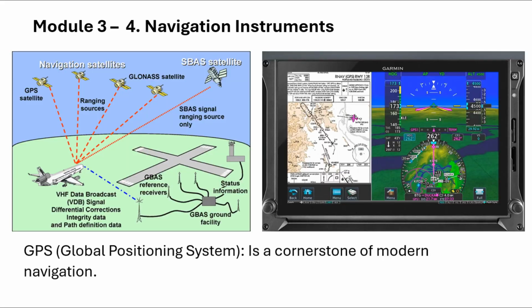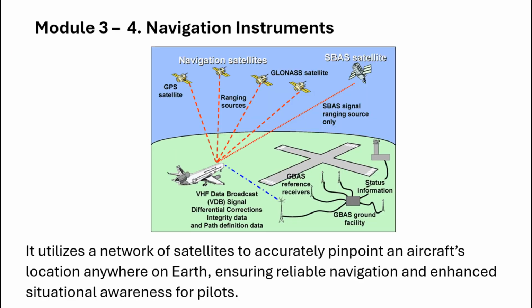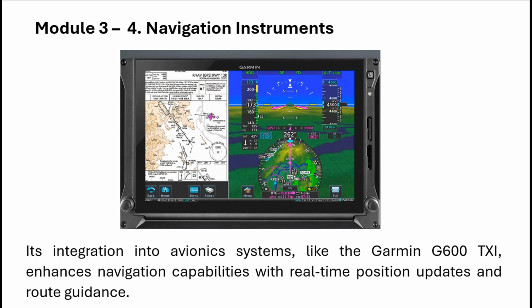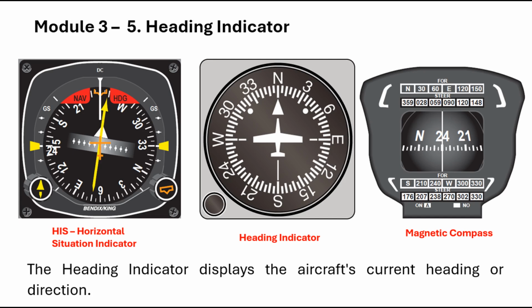GPS, Global Positioning System, is a cornerstone of modern navigation. It utilizes a network of satellites to accurately pinpoint an aircraft's location anywhere on Earth, ensuring reliable navigation and enhanced situational awareness for pilots. Its integration into avionics systems like the Garmin G600 TXI enhances navigation capabilities with real-time position updates and route guidance.